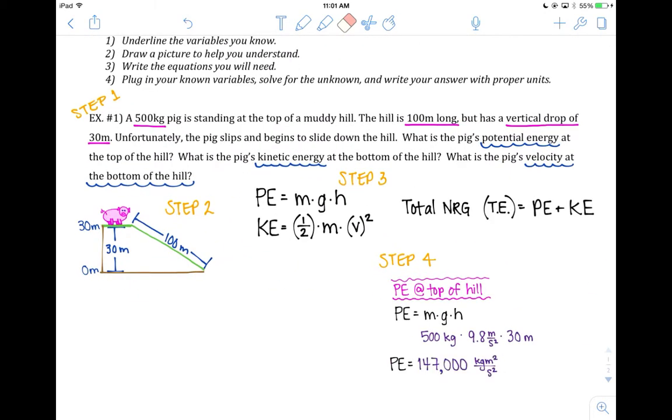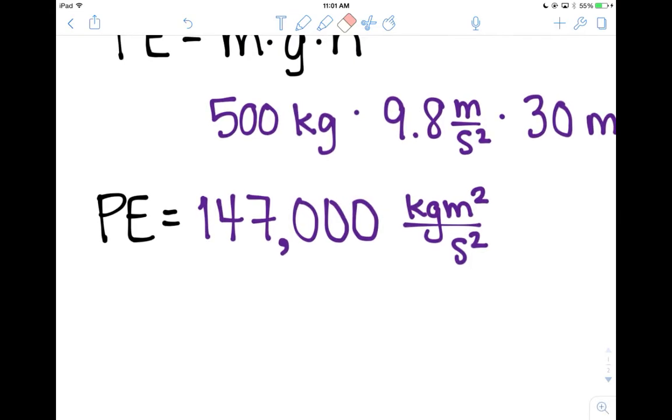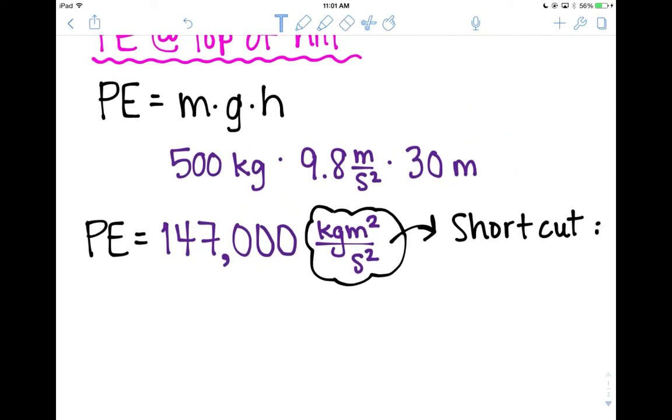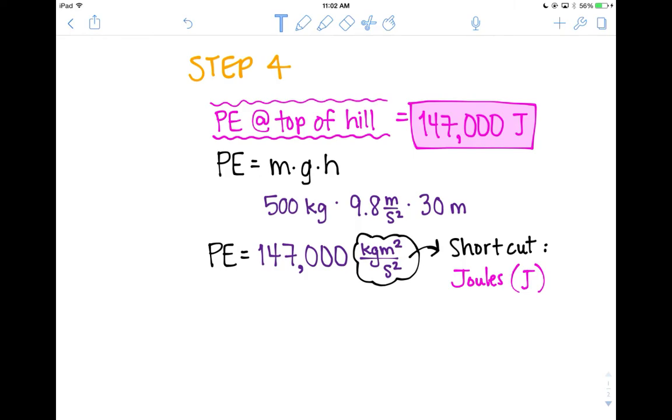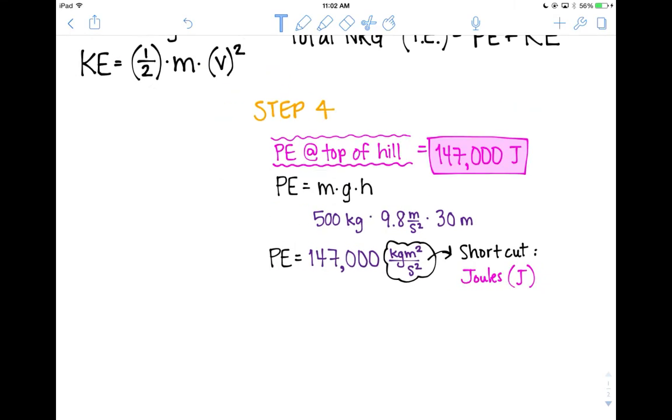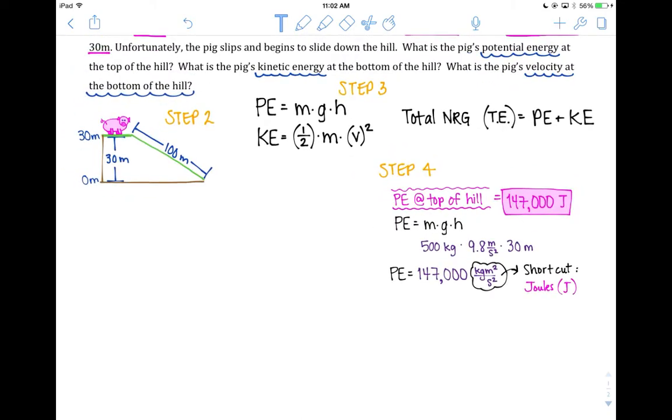Okay, so then it's just a matter of calculating that out. So the potential energy is equal to 147,000. And then we have that crazy unit of kilogram meters squared per second squared. However, we have a shortcut for this, and we can call that joules. Okay, with a capital J, and that's how we can shortcut that unit. So that's why energy can be measured in joules. This is where this is coming from. All right, so we have our total potential energy is just 147,000 joules. And we're not done because now we have to calculate the kinetic energy at the bottom of the hill.